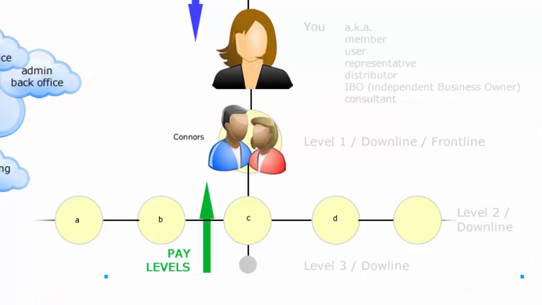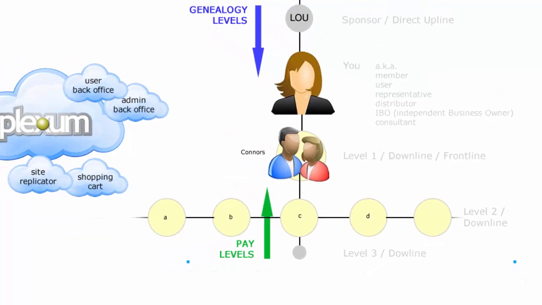As your organizational tree grows, you're going to create multiple levels. Your level 1, your level 2, your level 3. Genealogy levels is a term generally used to describe your downline. Pay levels are used to illustrate what you will earn for each sale activity on each genealogy level.